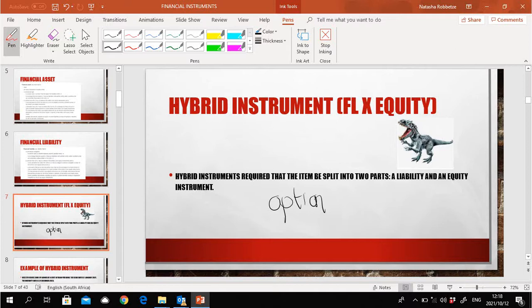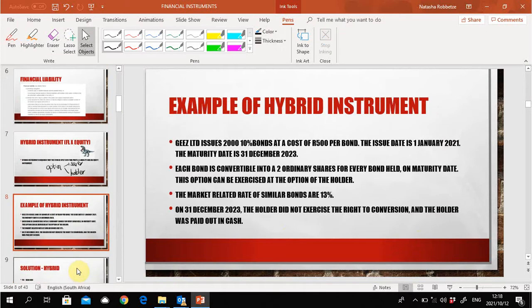So I think there's also examples like that in earnings per share, where, for example, you can decide on maturity date, you can get 2 ordinary shares for every debenture that is held. So the option can be at the issuer or the holder. But the option is you can get money or you can get a number of shares, ordinary shares, preference shares. So I've created an example here just to make sure that we are on the same page.